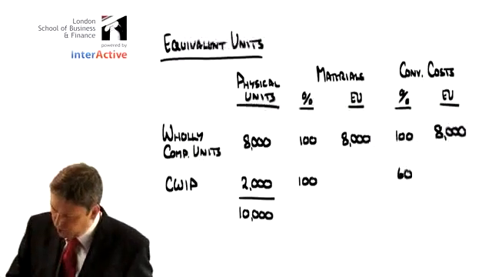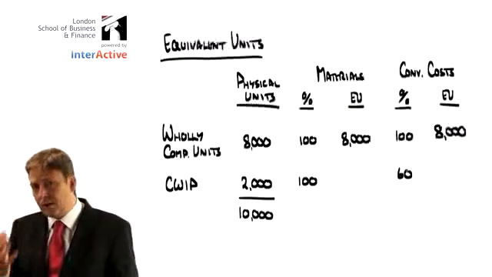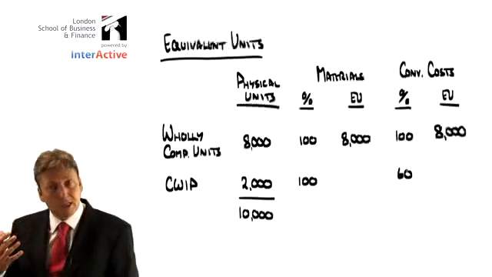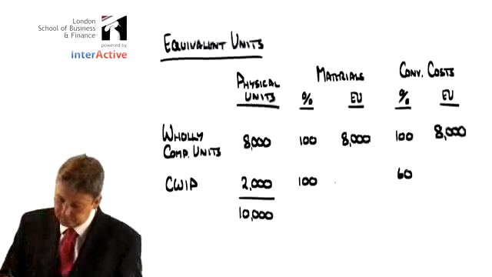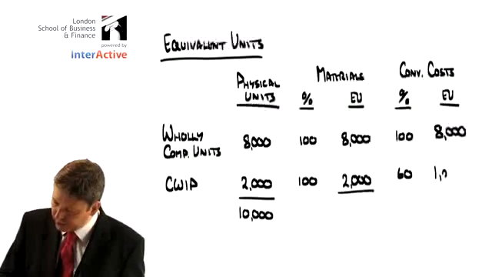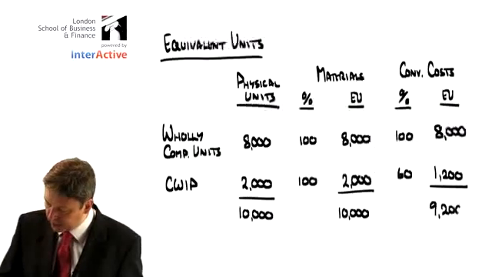When we look at conversion costs, this is the whole reason why we're doing it. We remember that the CWIP, the closing work in progress, was only 60% complete. So we end up with 2,000 equivalent units of materials and 1,200 equivalent units of conversion costs. A total of 10,000 and 9,200.